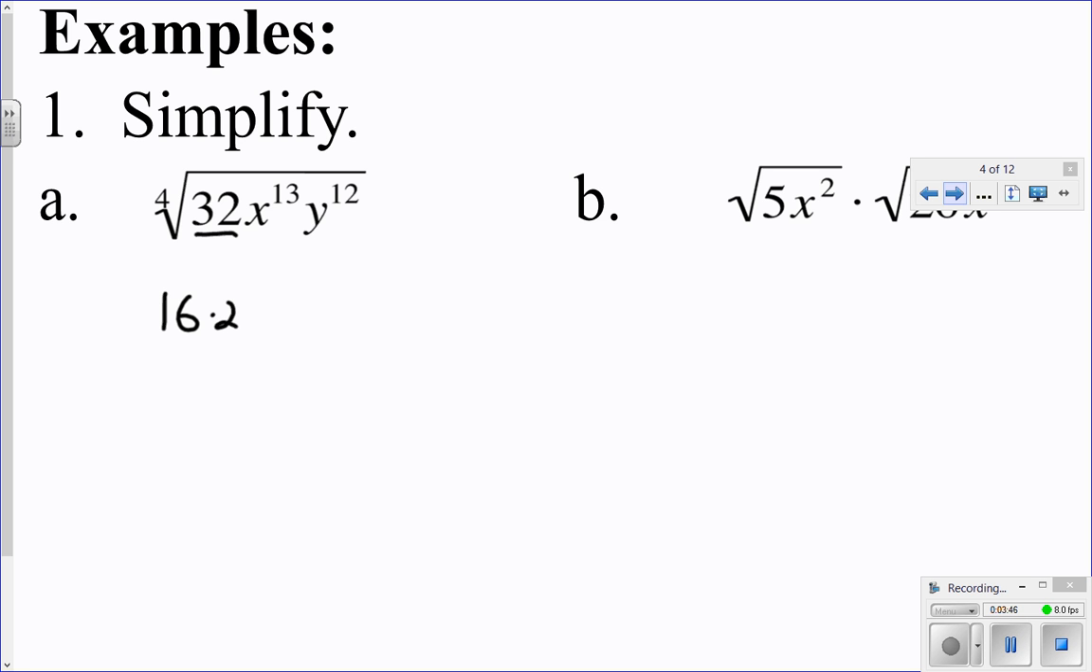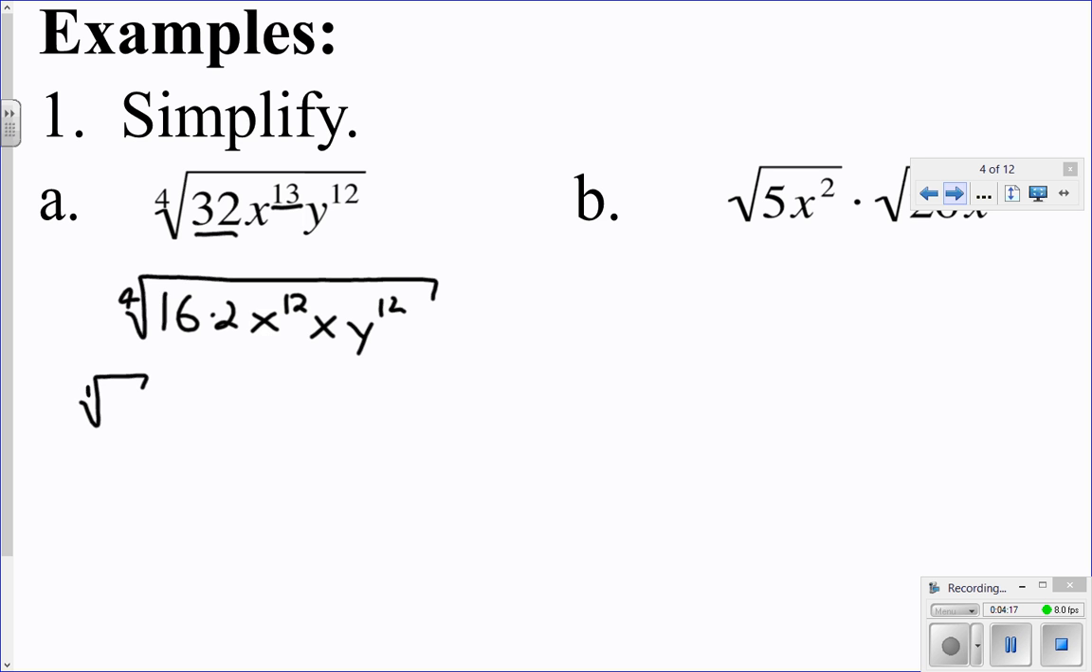Now, x to the 13th. To write things that are going to be perfect fourth powers, I need my exponent to be a multiple of 4. So I'm going to think of this as x to the 12th, because that's 4 times 3, and then to get to x to the 13th, I multiply by x. And y to the 12th is already a perfect power. So as I'm thinking about these fourth roots, now I'm going to break it down.